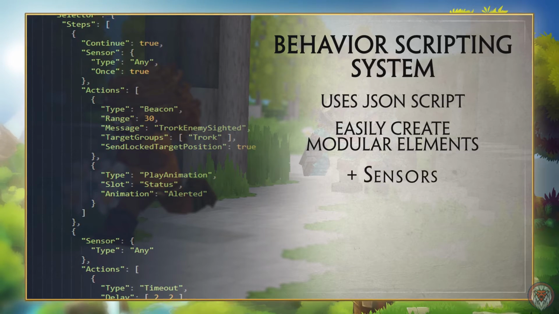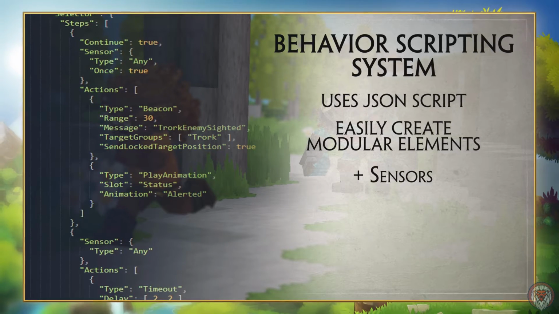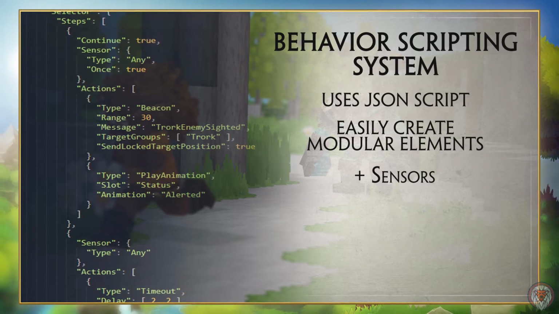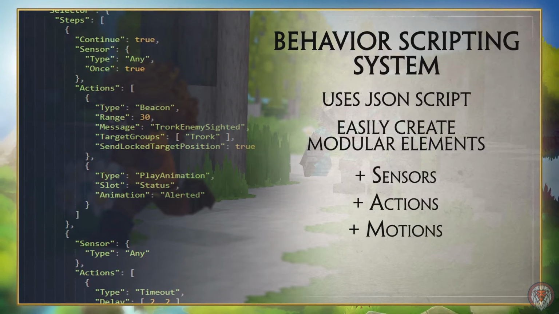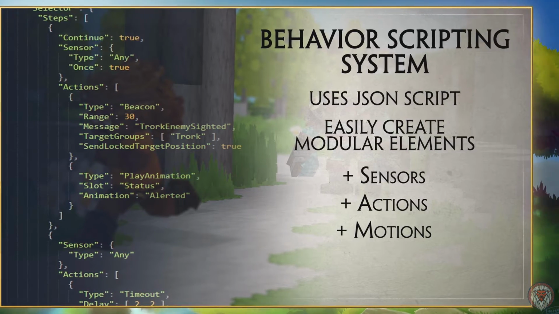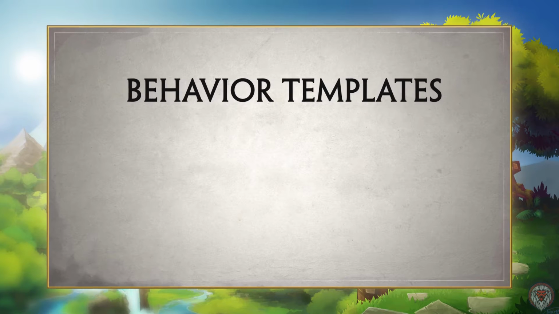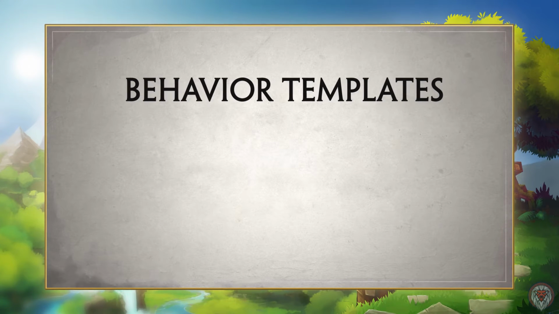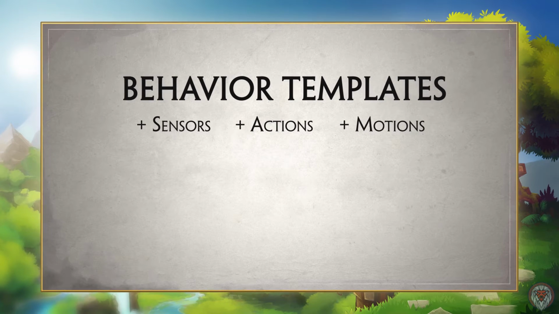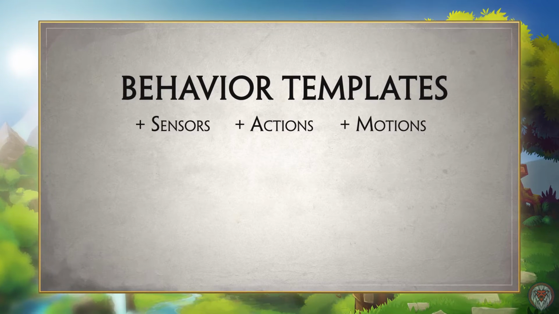Every creature has sensors that enable the NPC to interpret the world around them and how it decides what it wants to do at that given time. Then there are actions and motions, which are how the creature will interact with the world, target, or whatever they are focusing on. This modular approach also provides the ability to create templates. This combines sensors, actions, and motions to make full kits of behaviors that can perform across multiple scripts.